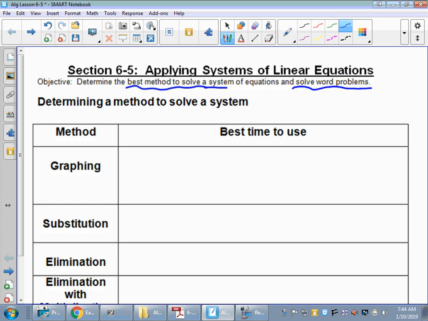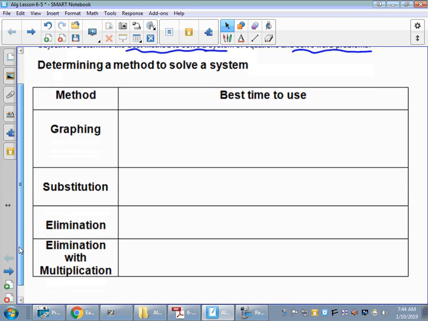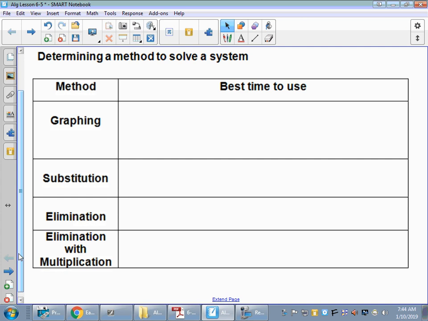So the first part of that is finding the best method to solve. Remember, we've come up with a bunch of different ones: graphing, substitution, and elimination. Both elimination with addition and then elimination with multiplication. And then determining what's the best time to use those. When's the best time? And then taking those and applying them to word problems. So let's take a look at it first with graphing.